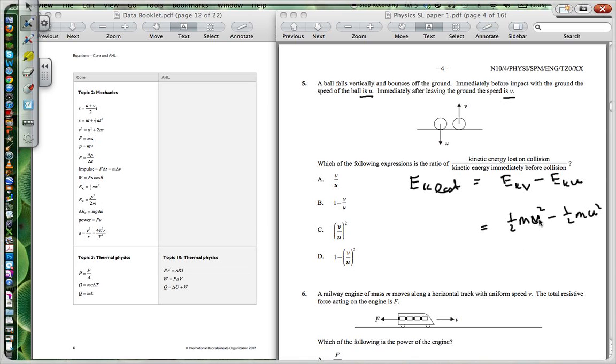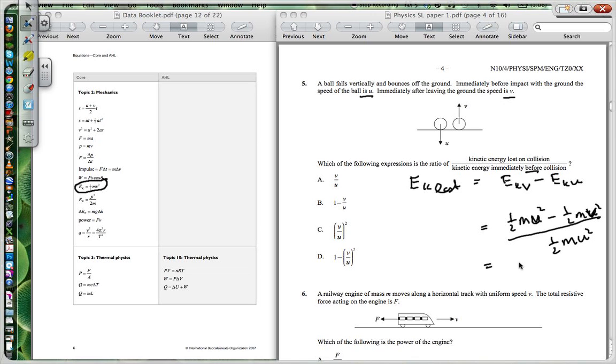let's do it like this. Let's do u squared minus v squared. I think that's going to help us, the way I can see the formula turning out here. And then you divide it by the energy immediately before, that will be equal to a half mu squared. Now the reason why I'm using that formula is obviously because I've got that in my data booklet, isn't it? That's my kinetic energy over there.